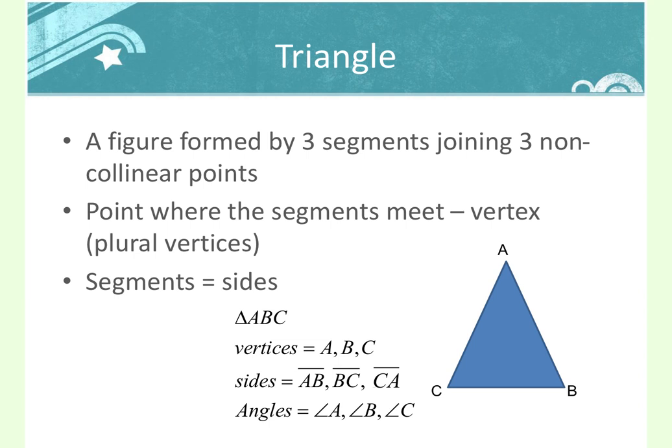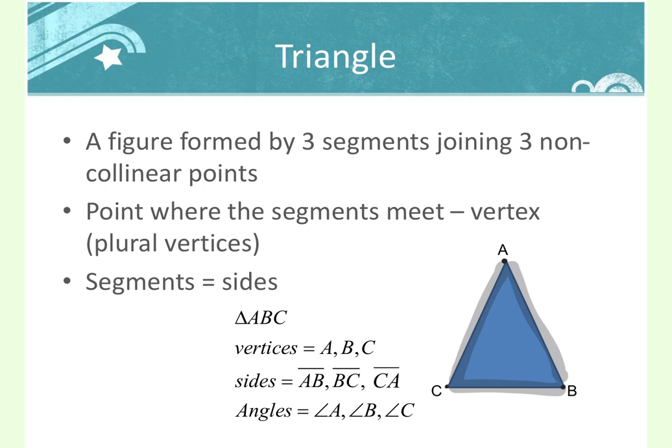So segments meaning they have to be straight sides. Three non-collinear points mean two of them can lie in the same line. Well, they all have to in pairs, but that third would be non-collinear. A point where the segments meet is called the vertex. So each of these points would be referred to individually as a vertex, plural, vertices. The sides are all segments, which would be AC, CB, and AB.